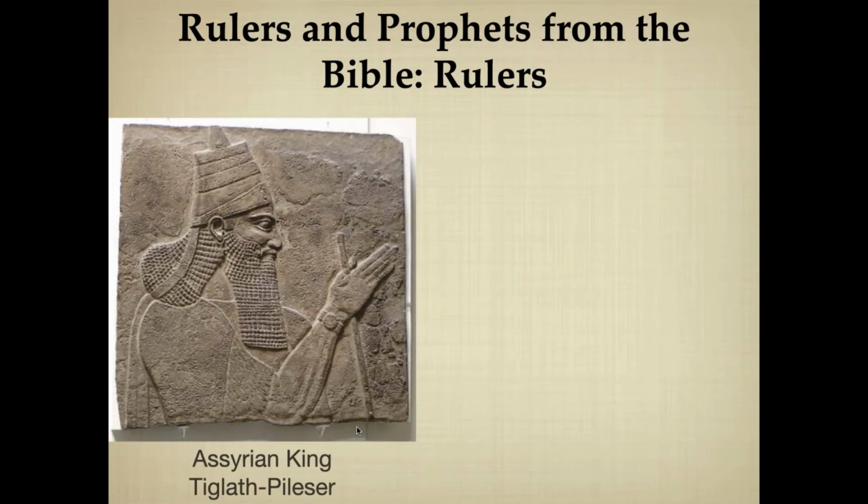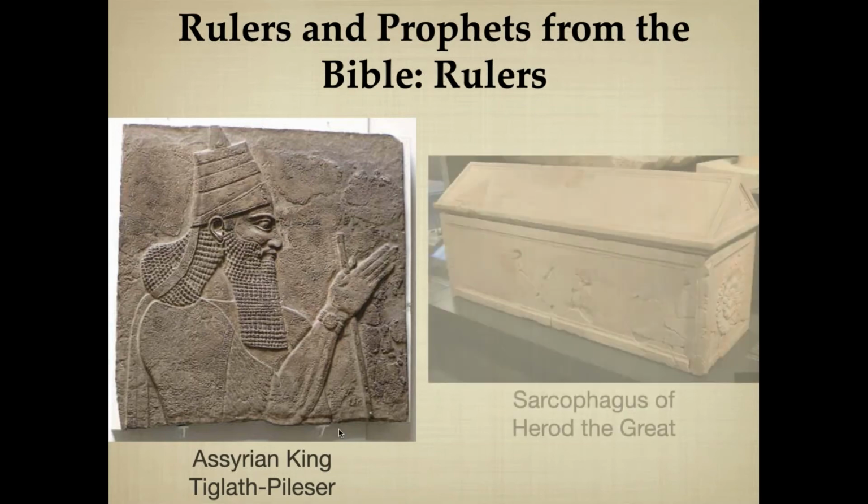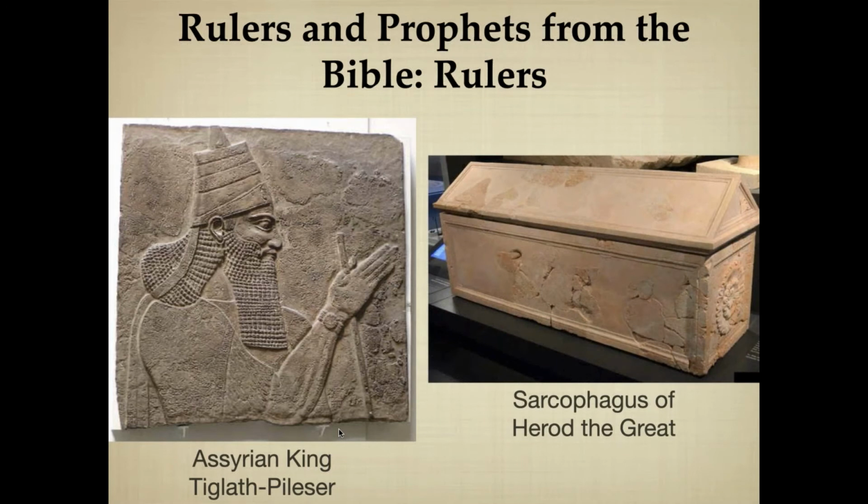That is actually an Assyrian king, Tiglath-Pileser. It's actually mentioned in the Bible. We actually have a picture of how he looked. And here is a sarcophagus of Herod the Great that they found at the Herodian. Although a lot of it is reconstructed, the rough part is the sarcophagus and the smooth part is the reconstruction. But they finally found what they believe to be the tomb of Herod the Great in the Herodian.